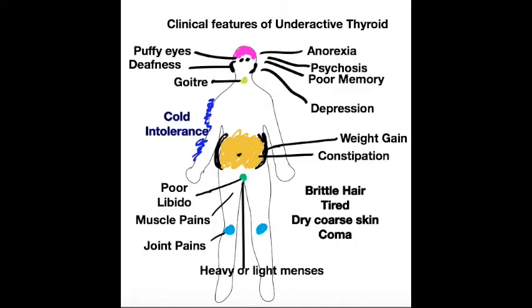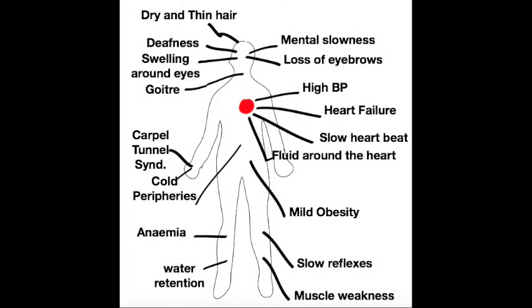A goiter is a general term for a lump of the thyroid gland, and this could also be present depending on the underlying cause of the hypothyroidism, or underactive thyroid gland. Here we have a number of signs that would present in a patient with an underactive thyroid. Again, at the top we have mental slowness, thinning of hair, loss of eyebrows.